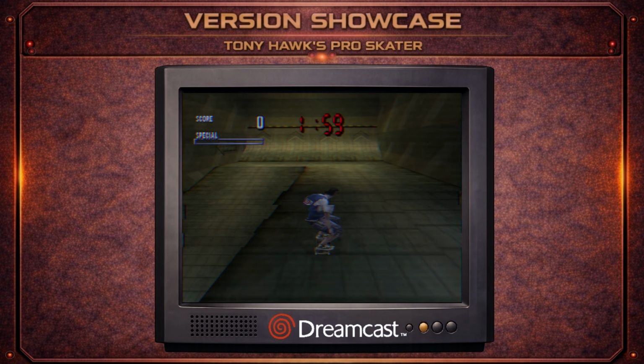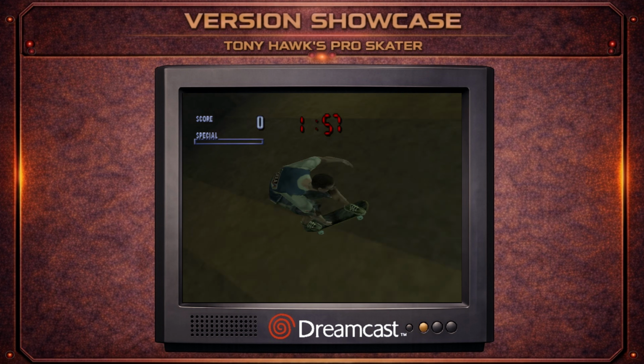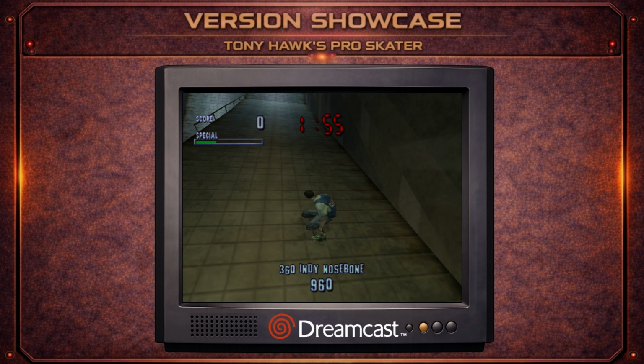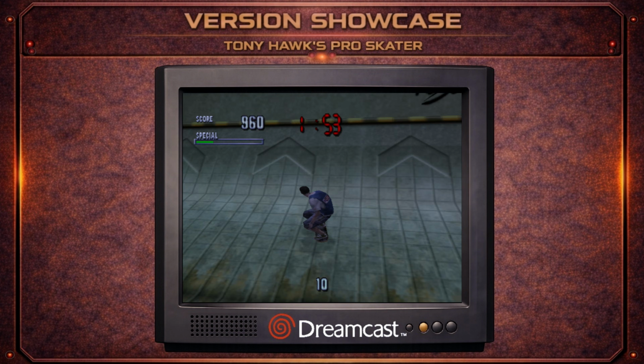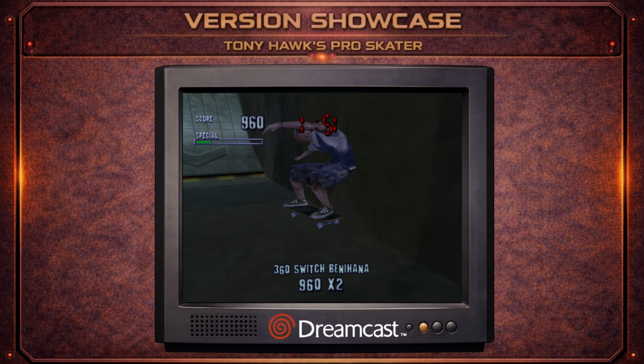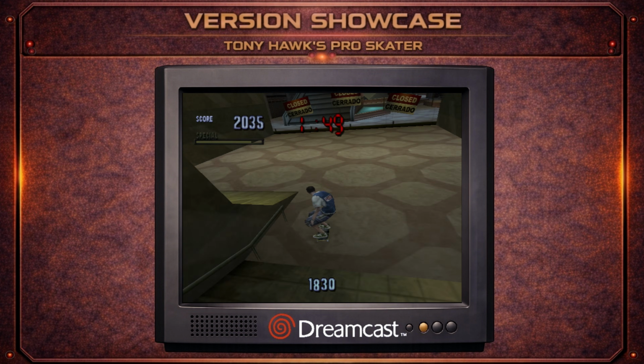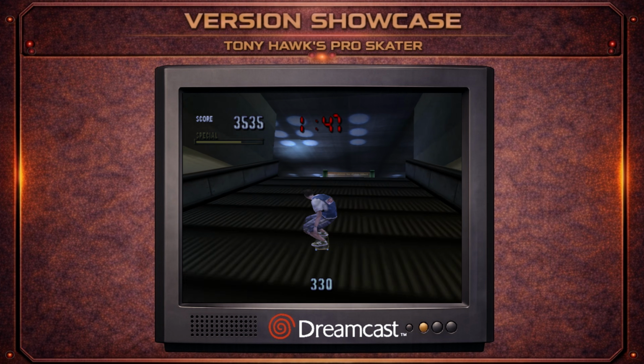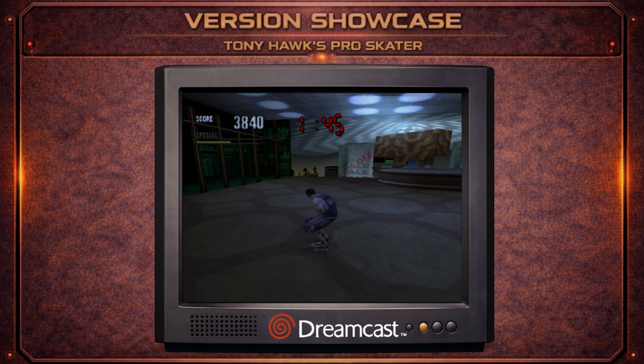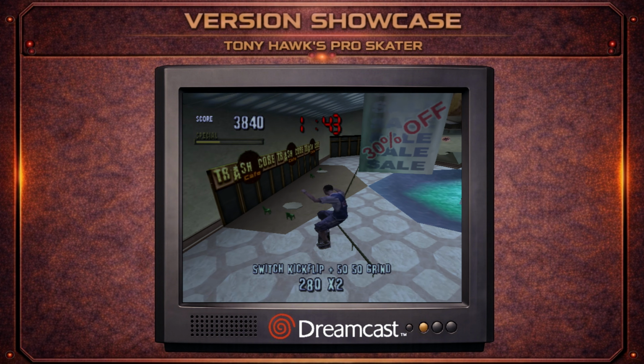Now let's move on to the Dreamcast version. This is the version that ties it all together. Right away, it looks cleaner, sharper, and a lot more polished than the PlayStation and Nintendo 64 versions. The higher resolution helps. The skaters have more detail. There's less fog. And the levels open up a lot more. You can see farther, and everything looks cleaner in motion.